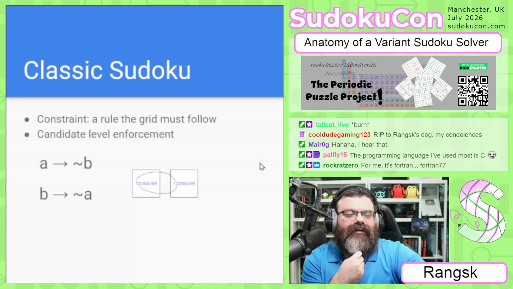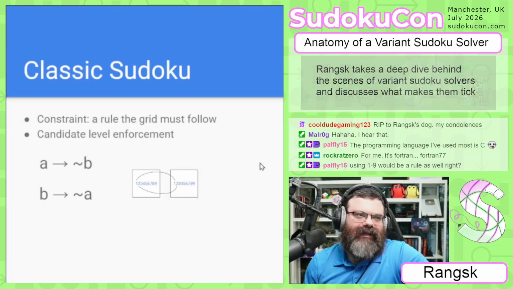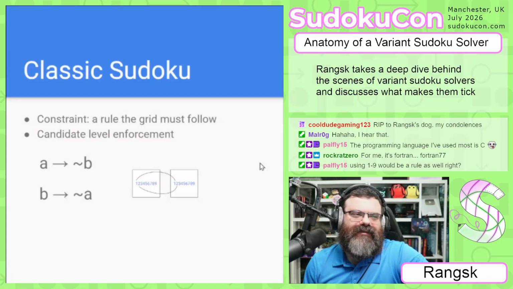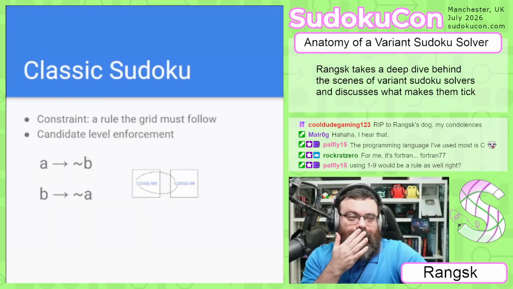With classic Sudoku, we only need one kind of constraint, which is candidate level enforcement, what I call weak links. I did not invent that term. You might also call it a binary implication, if you'd like. The basic concept is something you learn in Logic 101, if you've ever taken a math course that involves logic: A implies not B, and B implies not A.